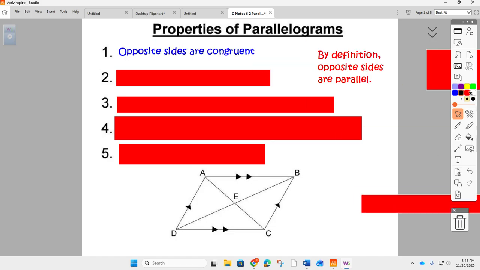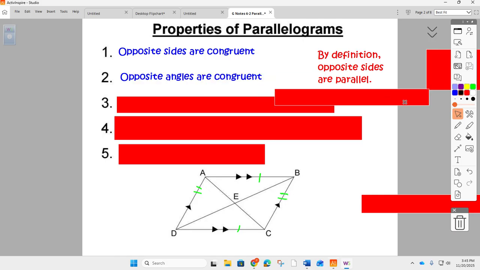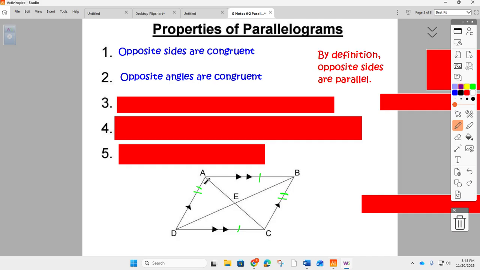We also know that opposite sides are congruent. So these are parallel, but they're also congruent. These are parallel, but they're also congruent. We also know that opposite angles are congruent. So let's talk about opposite angles. This whole angle is being split by a diagonal, but this is an entire angle. Angle A is congruent to angle C. Those are opposite angles. Angle B and angle D are also opposite angles. They are always congruent in a parallelogram.